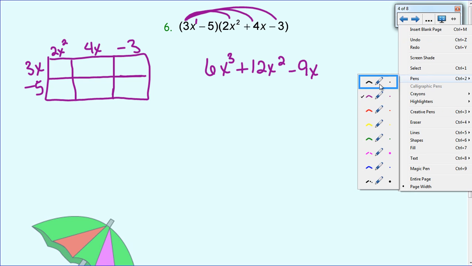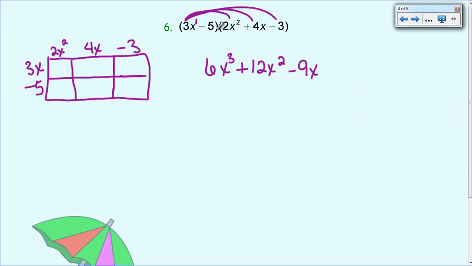Now we're going to do the second part. I'm going to change colors again just so you can see. Negative 5 times 2x squared becomes negative 10x squared. Negative 5 times 4x becomes negative 20x. And then negative 5 times negative 3 makes positive 15.